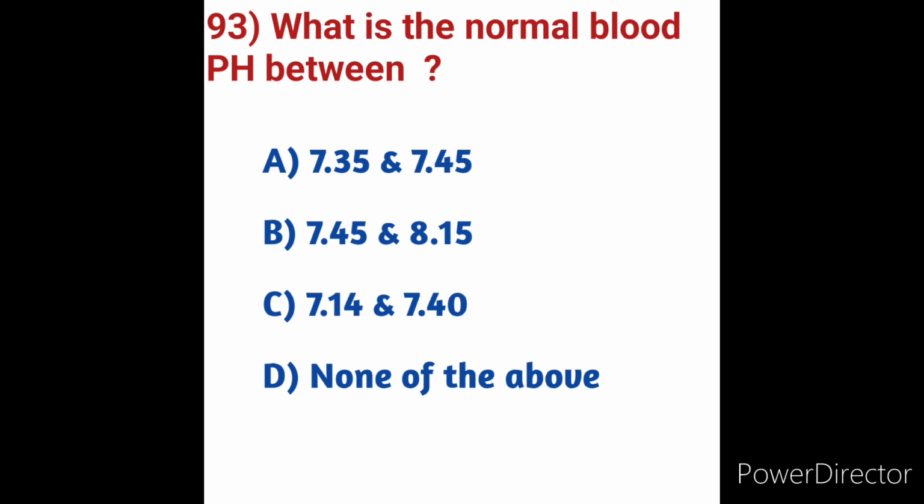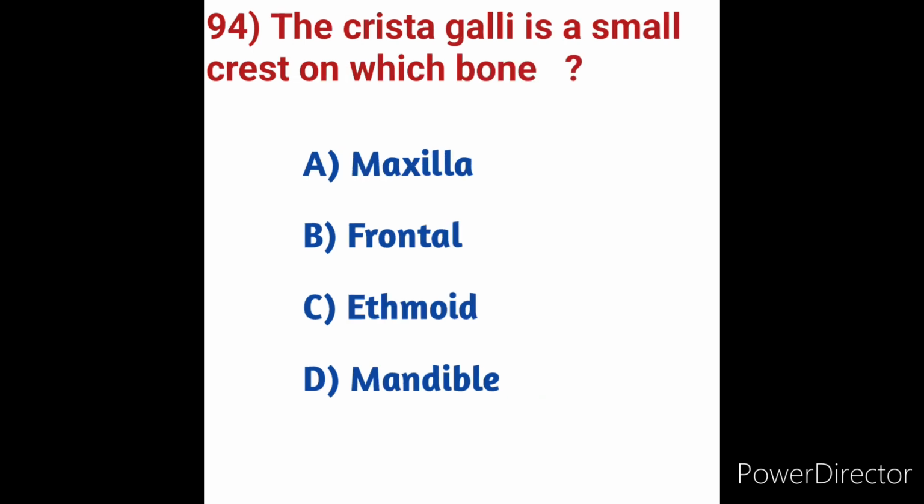What is the normal blood pH from the following options? Option A, 7.35 and 7.45, is the normal blood pH range. So here in these options, option A is the correct answer. Next we will move on to question number 94.